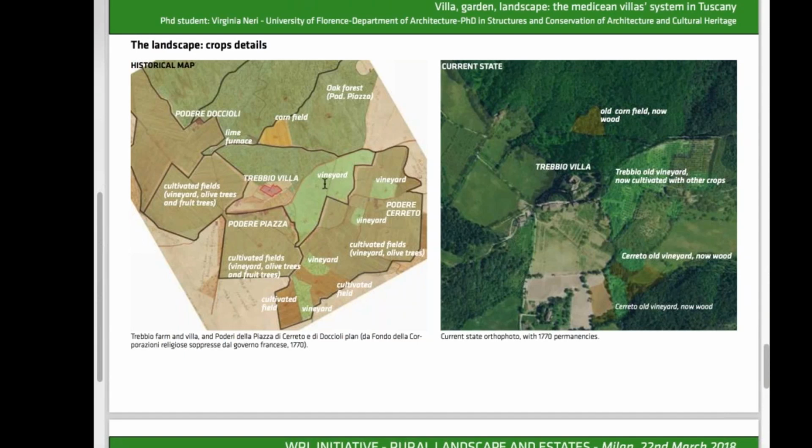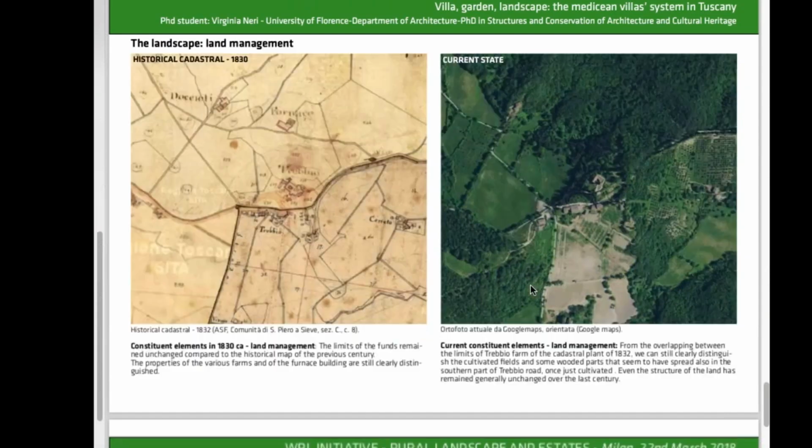But in general, for example, in the vineyard near Trebbio Villa, we can still read the presence of a vineyard or olive groves, and also the woods remain there. Just a building that was the lime furnace disappeared, and we have no trace of it. But in general, we can say that nothing has changed too much. So, also in this cadastral plan, we can notice that both the buildings and crops have really maintained all the features, and we can recognize quite everything in the current elements.